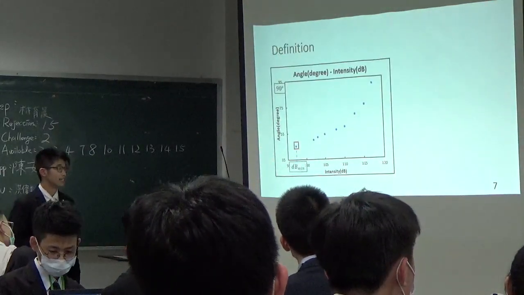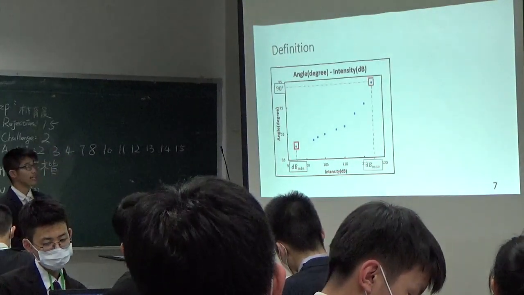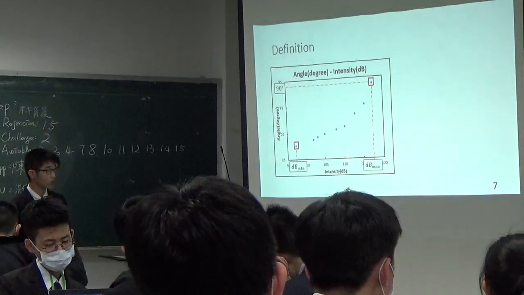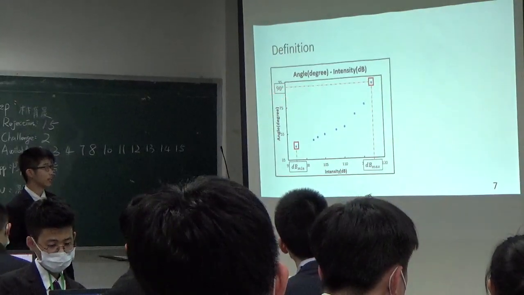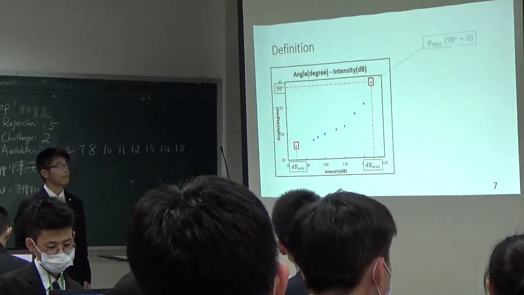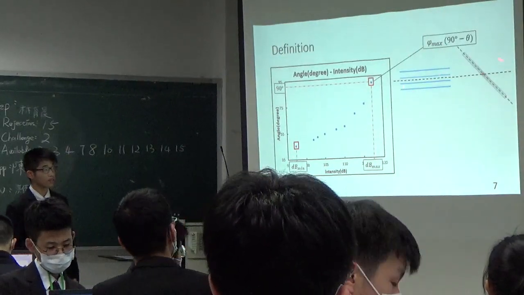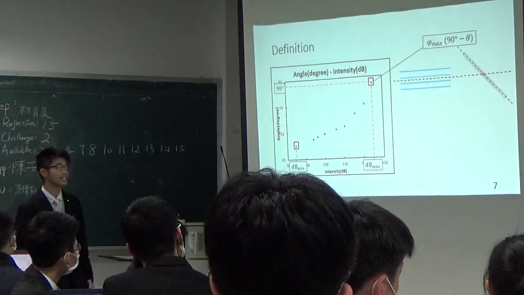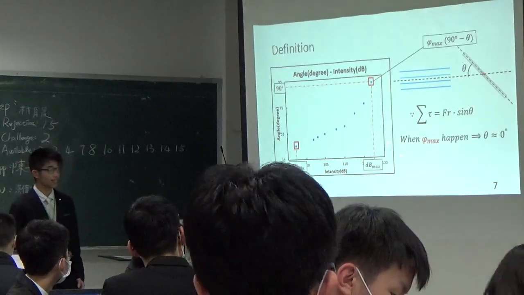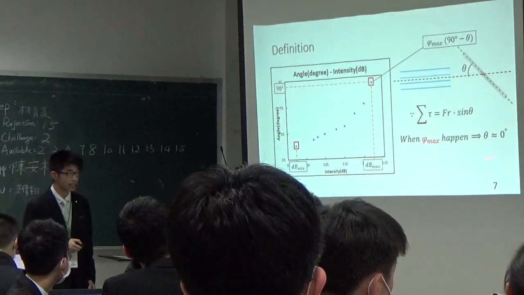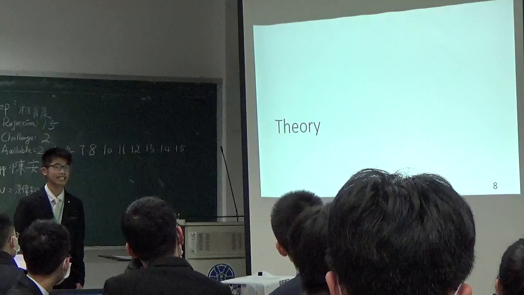And we define the first sound intensity at which the disk rotates as the minimum decibel, and the first sound intensity at which the tilting angle reaches 90 degrees as the maximum decibel. We also define phi max as this. And we simplify the rotation of the disk like this, and we can get the summation over torque is Fr sin theta. So when phi max happens, it means that theta is 0, and the summation over torque will be 0, so the disk won't rotate. And next is the theory part.